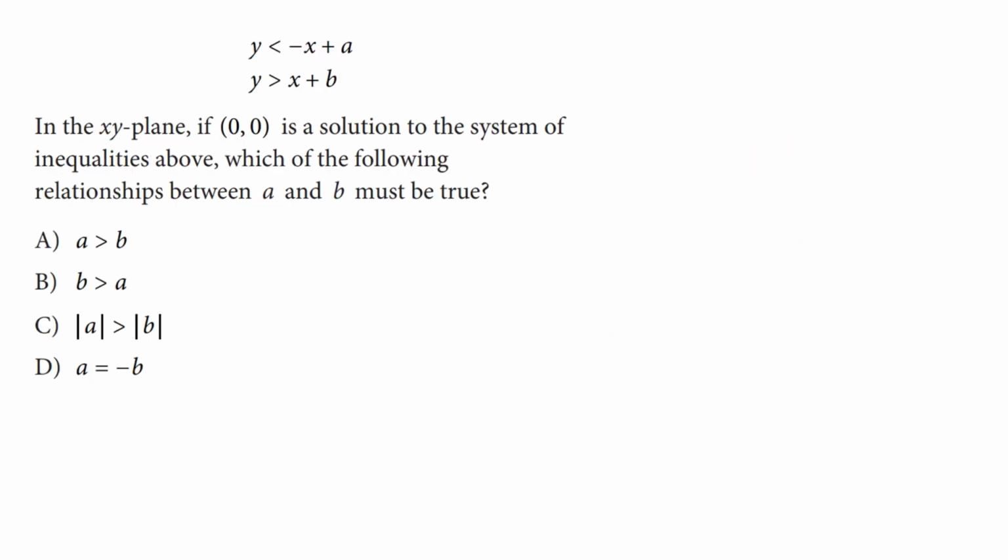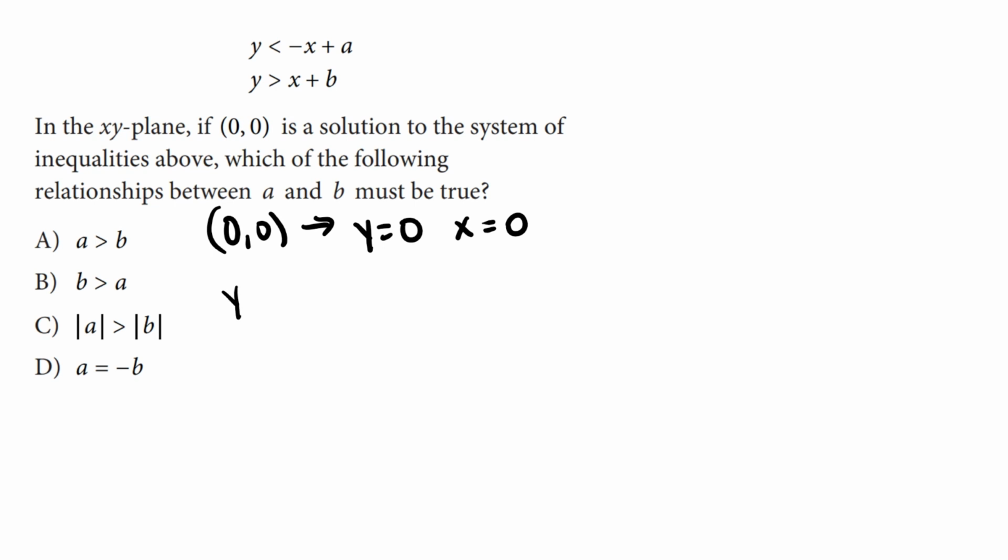In the xy plane, if (0, 0) is a solution to the system of inequalities above, which of the following relationships between A and B must be true? So we know that (0, 0) is a solution. So if we plugged in (0, 0), we should be able to use that in order to figure out which one of these relationships must be true. And (0, 0) means y equals 0 and x equals 0.